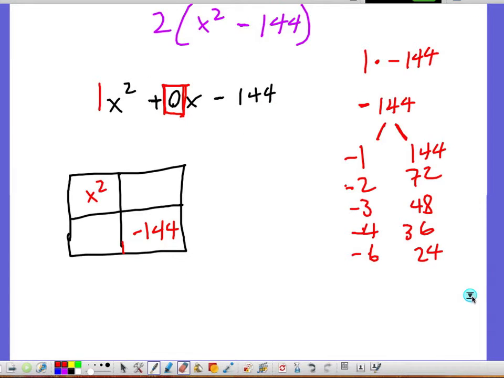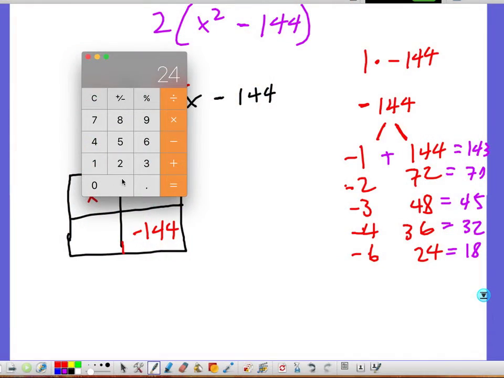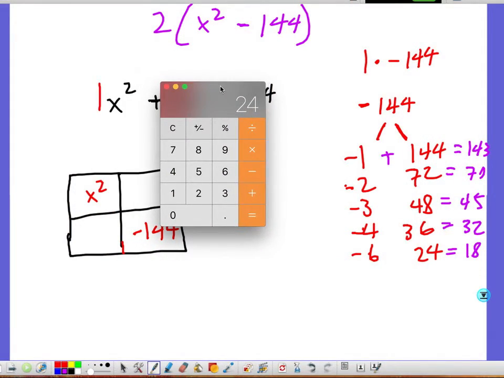Now, if you feel like you have a decent amount of them, you can go ahead and begin adding them together to see if you can get 0. But looking at this, the only way you can get 0 is if you basically have the same number but one of them is negative, because this gives me 143, this is going to give me 70, this gives me 45, 32, and 18. We want to get 0, so we still need to keep on finding more factors. There has to be a factor, by the way.